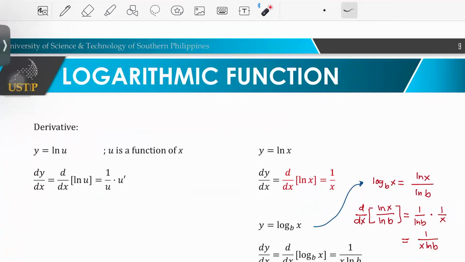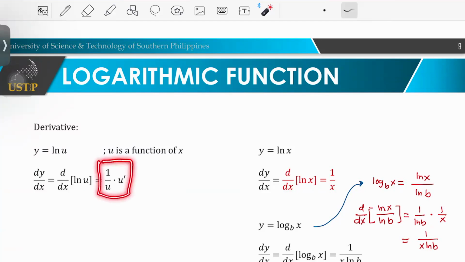Okay. Let's go to the derivative of the logarithmic function, ln u. It's easy, class, but more practice is still needed, because this is where students often make mistakes. So, when you have ln u, where u is a function of x, what will be the derivative of that? It's easy, class.